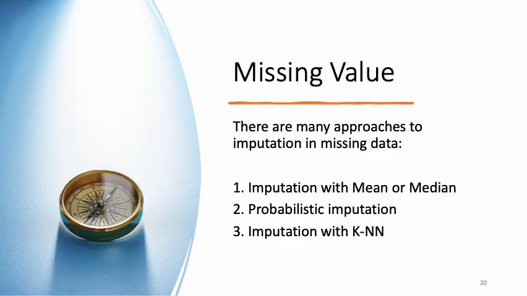The meaning of deleting rows with missing data from the dataset is quite clear. However, there are many approaches to filling in missing data. We can summarize just some of them as follows. The first one is imputation with mean or median. The second one is probabilistic imputation. And the third one is imputation with KNN.